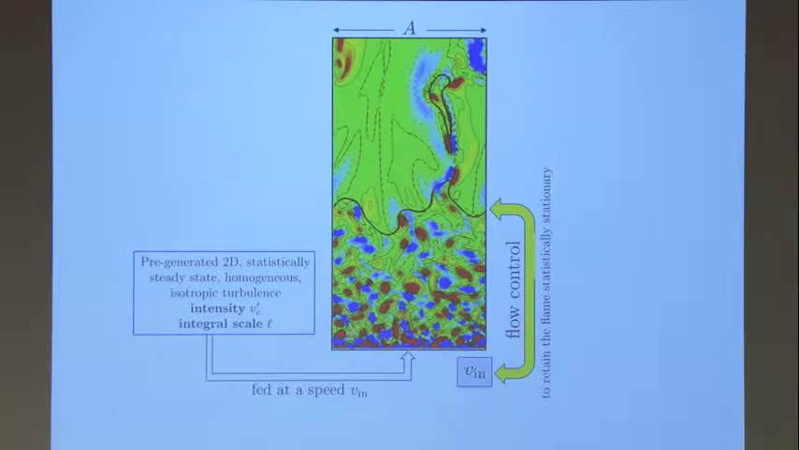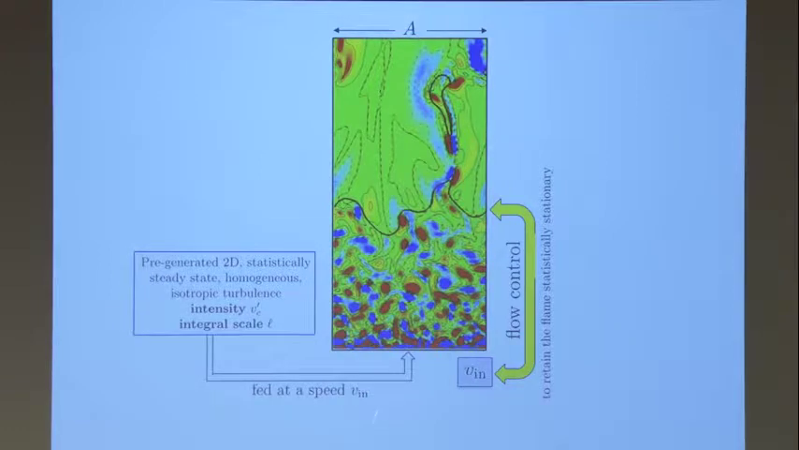So how to do this? First of all, you generate a two-dimensional flow. Well, we have done the calculation in 2D. We are hopefully doing them, or will be doing them soon, in 3D. We started. So anyway, I'm going to talk about 2D. So we have a two-dimensional turbulent flow that you generate a priori in a sufficiently big domain.